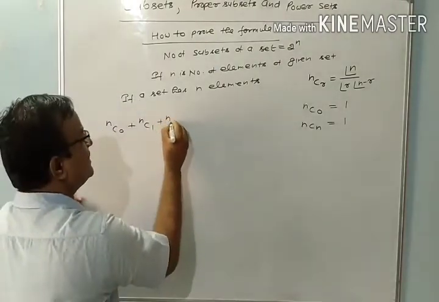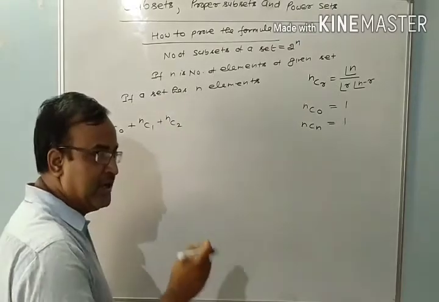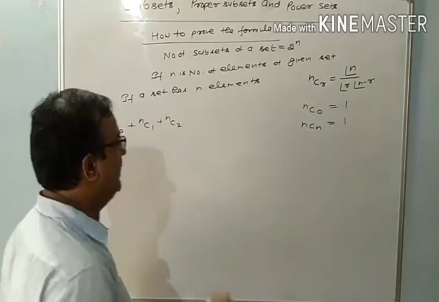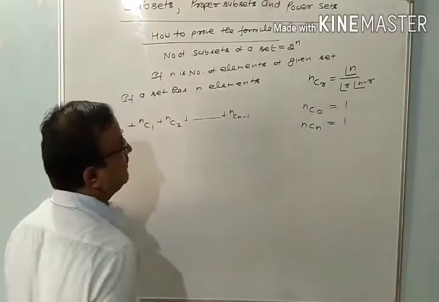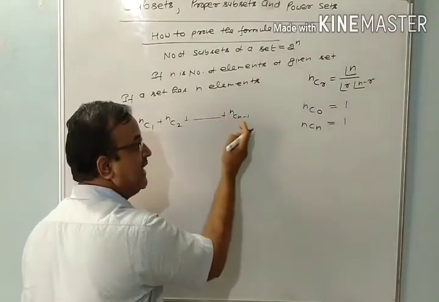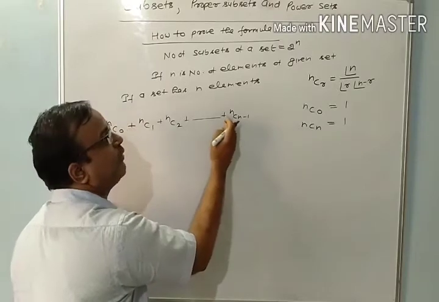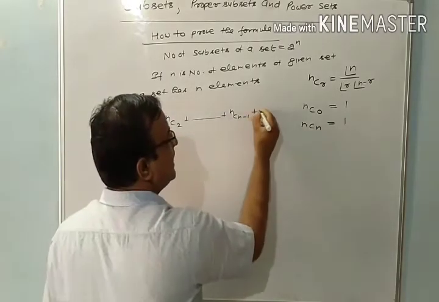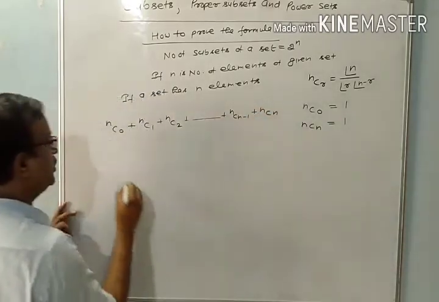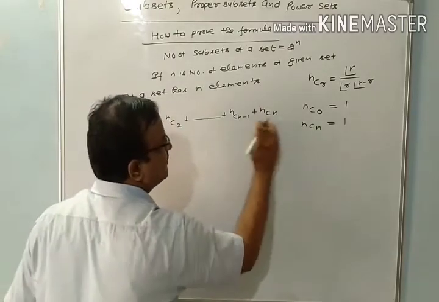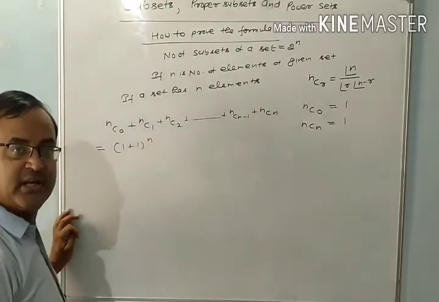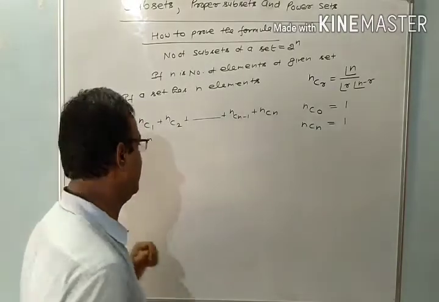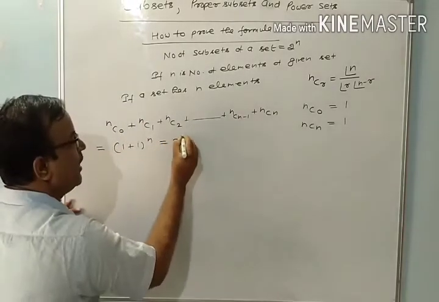Again we will write NC2, that means the number of subsets of 2 elements, and then NC(n minus 1), that means now we are selecting 1 less than the total number of elements, plus NCn. Clear? So now we can write this expression in the form of (1 plus 1) to the power n. Clear? By the binomial theorem, which is equal to 2 to the power n.